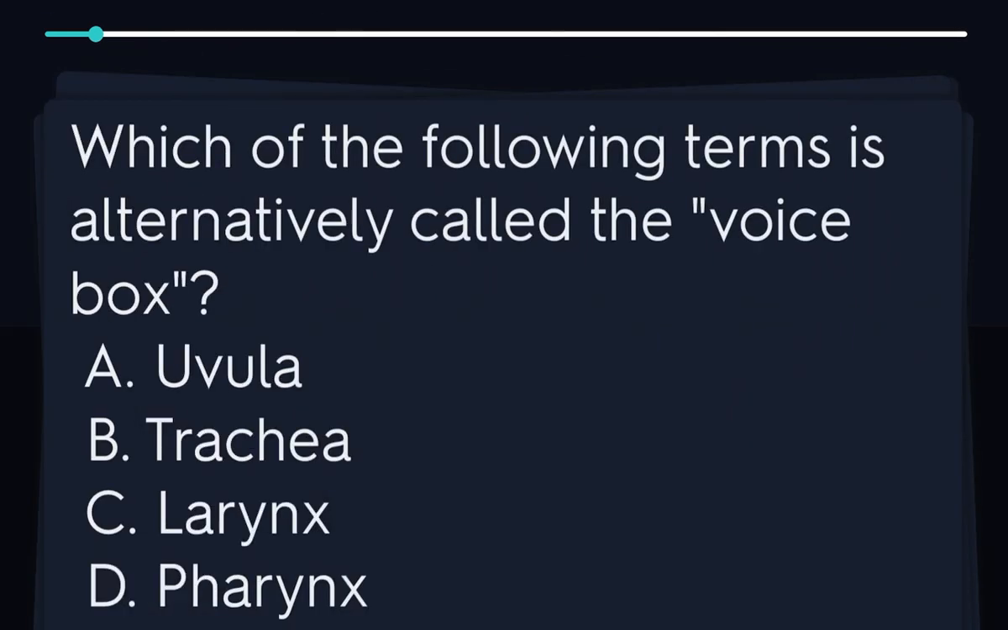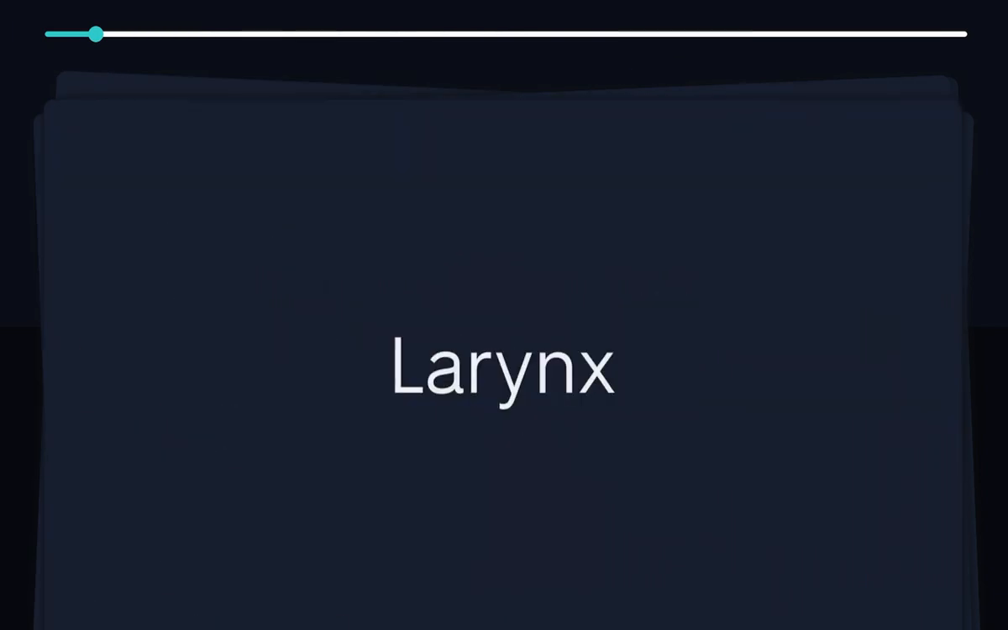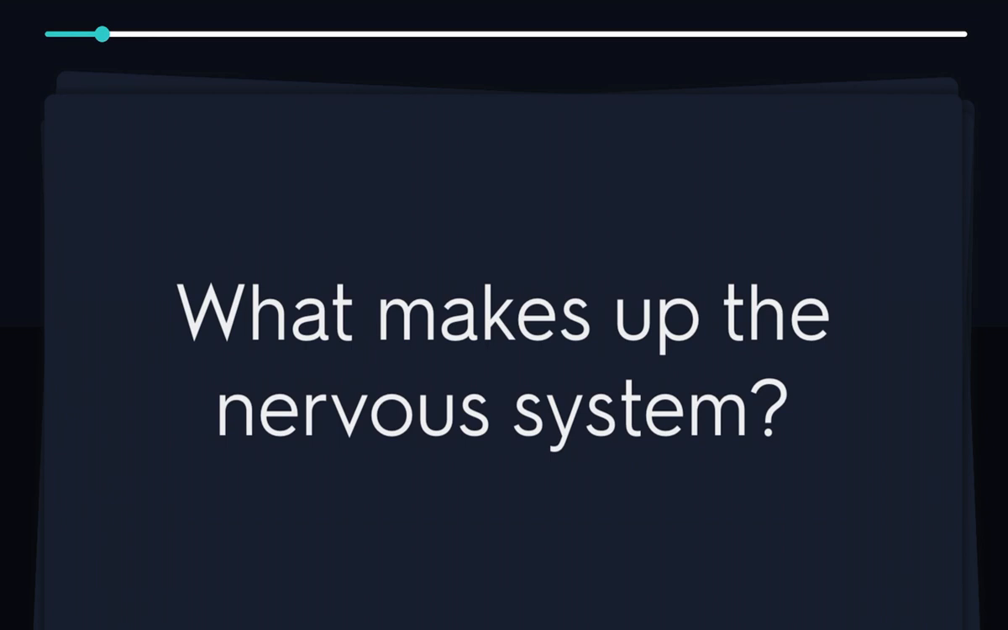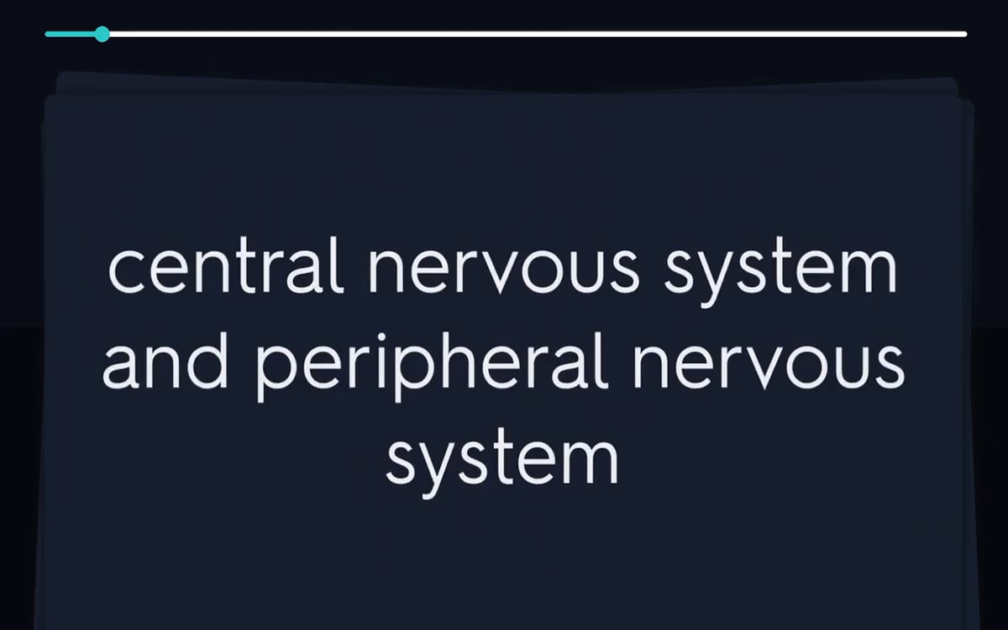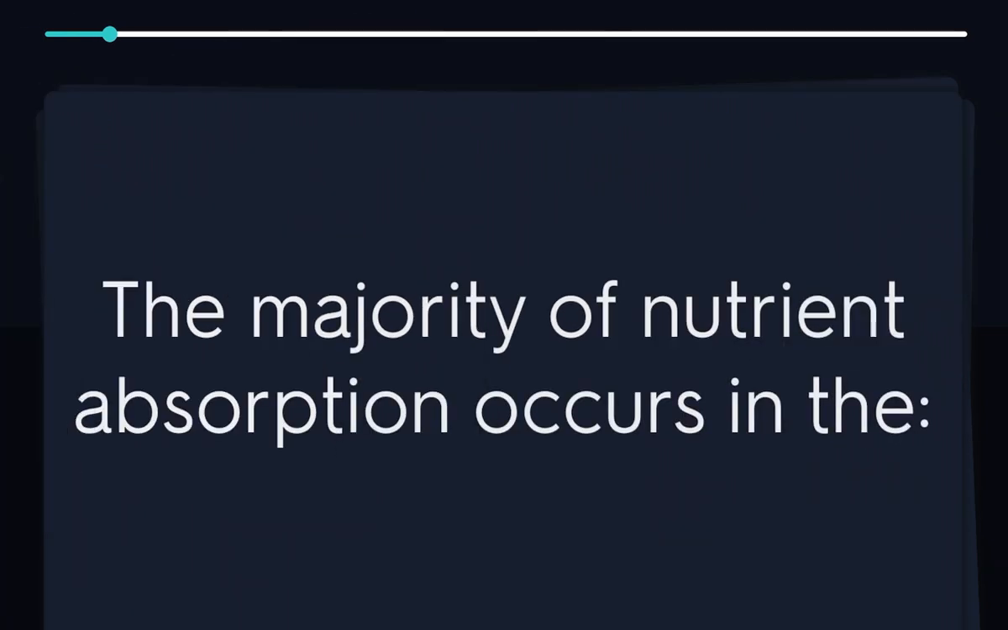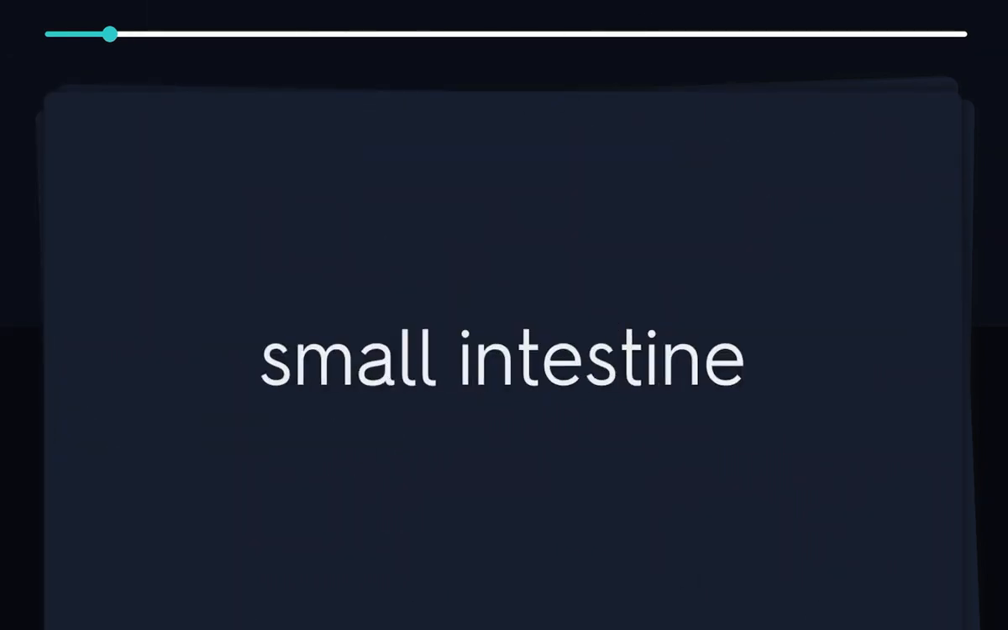Which of the following terms is alternatively called a voice box? A. Uvula. B. Trachea. C. Larynx. D. Pharynx. Larynx. What makes up the nervous system? Central nervous system and peripheral nervous system. The majority of nutrient absorption occurs in the small intestine.